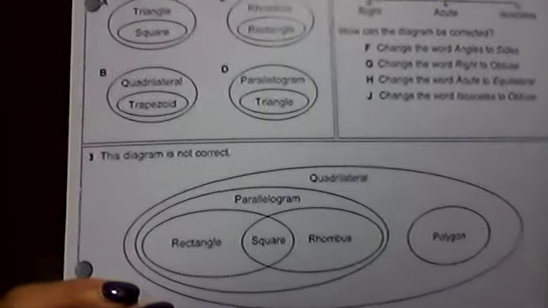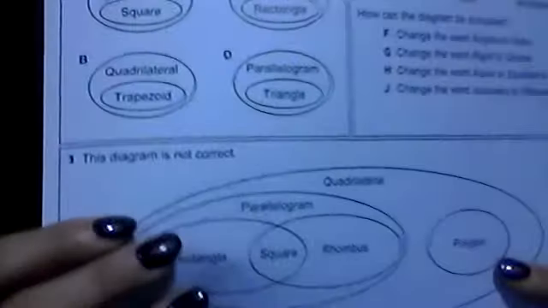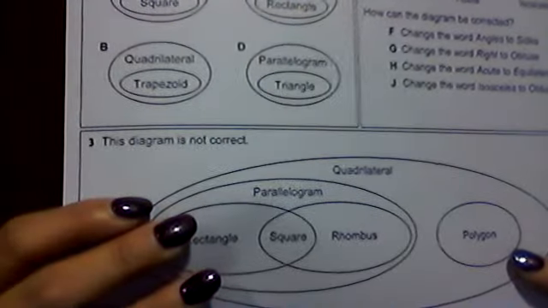Guys, this is called a graphic organizer. Okay? A graphic organizer, graphic meaning a picture that organizes your information. However, this graphic organizer is not correct, and they want us to fix it. So if I read question number 3, it says, this diagram is not correct. The word polygon on the diagram should be changed to what? So if you notice over here, we have the word polygon. Okay, so they're saying that that is wrong.